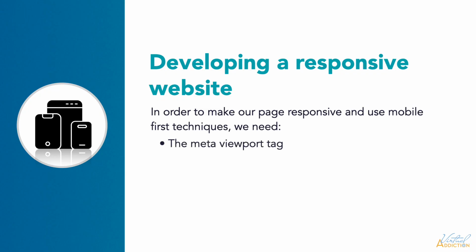First, the meta viewport tag. This will tell the browser how to control the page's dimensions and scaling on different devices, especially mobile. Second, flexible media. This ensures that images and other content resize properly so they don't overflow or break the layout.